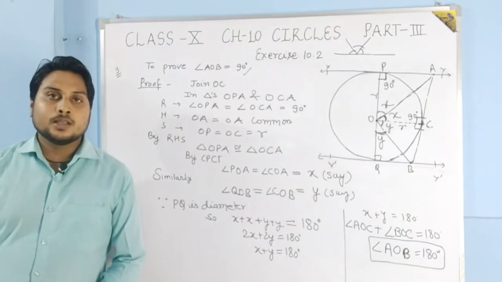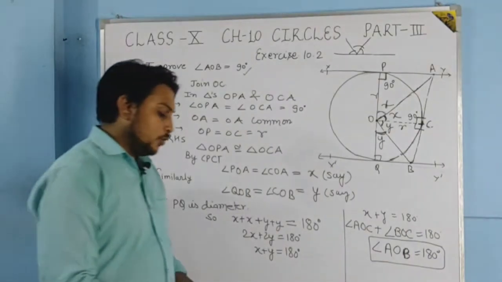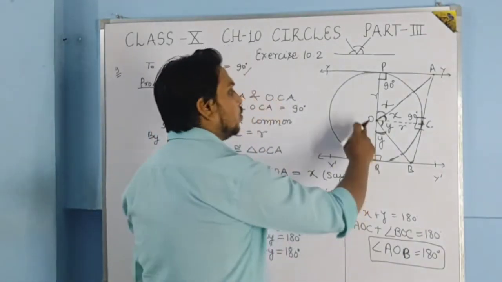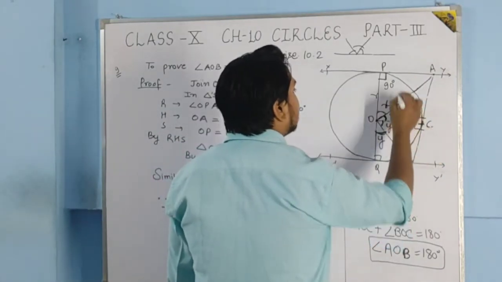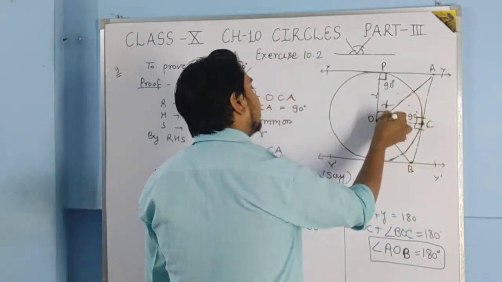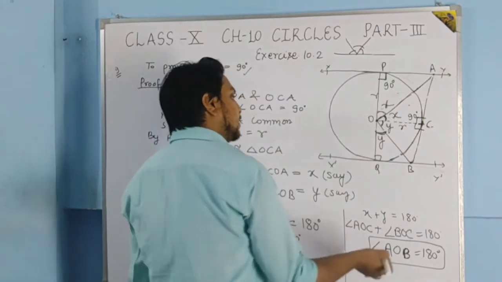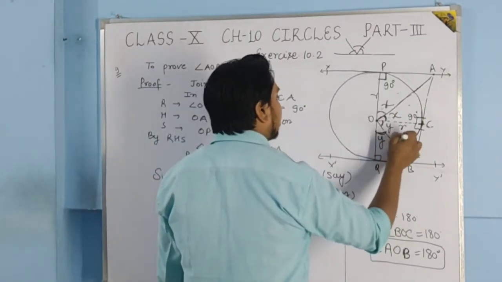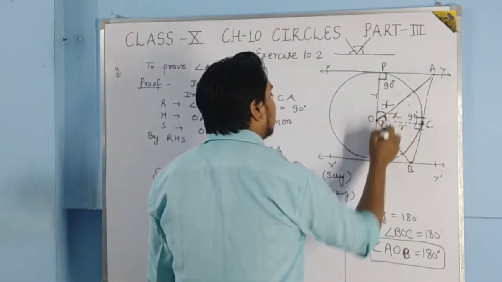Okay students, it is a simple concept. Firstly, you join OC, after that you show that these two triangles are congruent, then these two angles will be equal. In the same manner we can show that these two triangles are congruent, so these two angles will be equal.